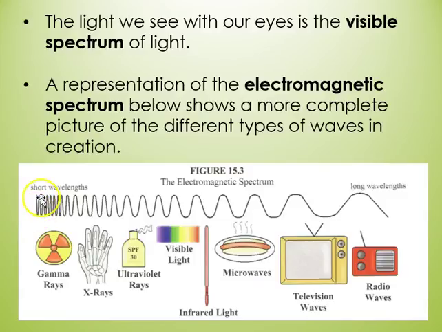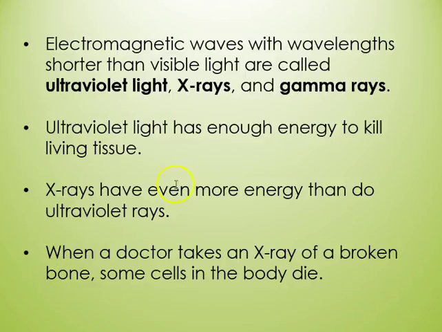Over on the left side, you see shorter wavelengths, and we go from visible light to ultraviolet, which is a little shorter, X-rays, which are shorter even more, and gamma rays, which are very short in between the wavelengths. Electromagnetic waves with wavelengths shorter than visible light are called ultraviolet light, X-rays, and gamma rays. Ultraviolet light has enough energy to kill living tissue. X-rays have even more energy than do ultraviolet light rays, and so can be more dangerous.